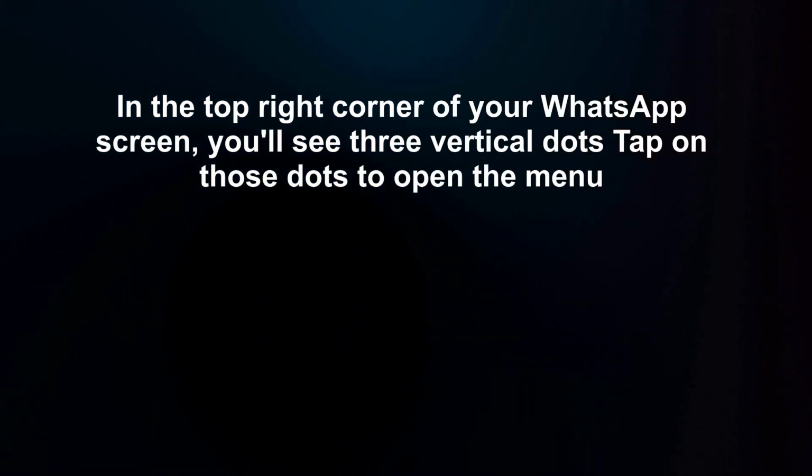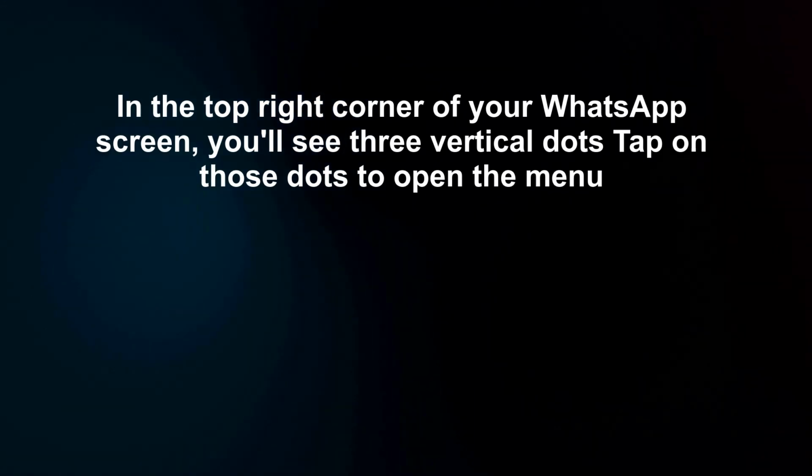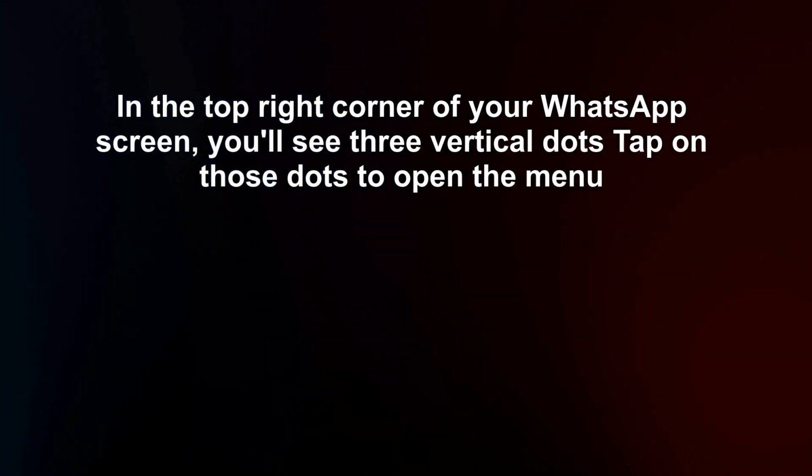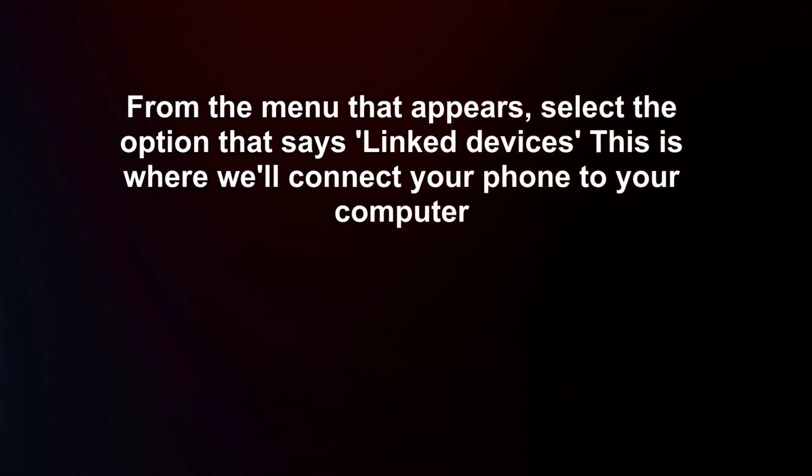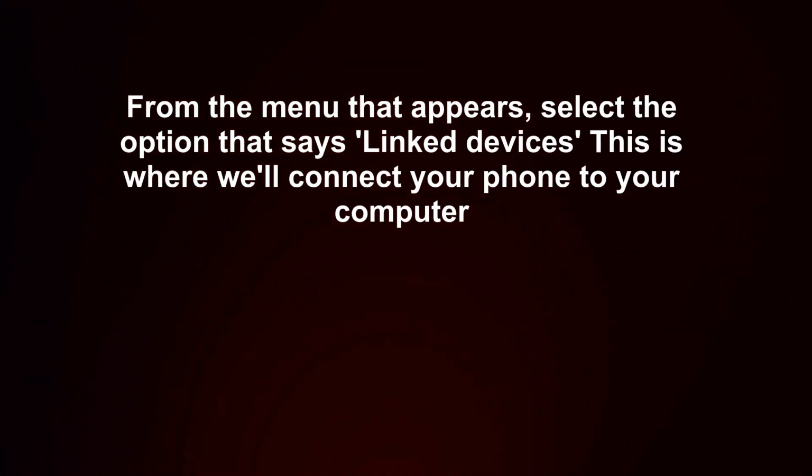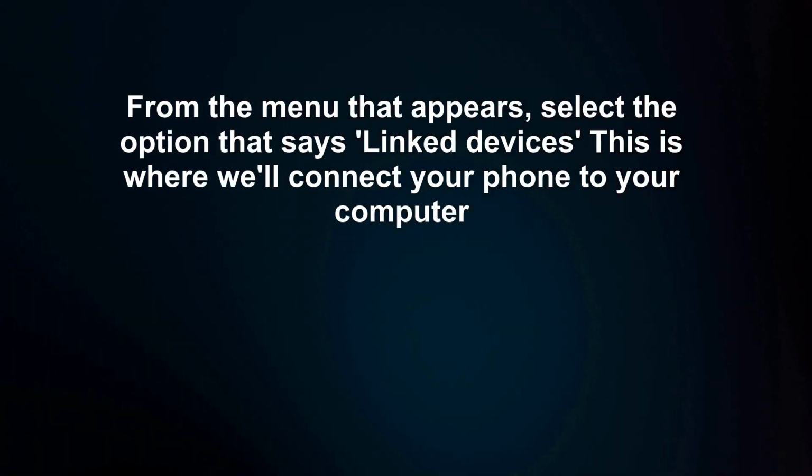In the top right corner of your WhatsApp screen, you'll see 3 vertical dots. Tap on those dots to open the menu. From the menu that appears, select the option that says Link Devices. This is where we'll connect your phone to your computer.